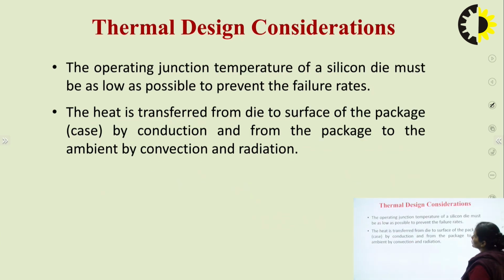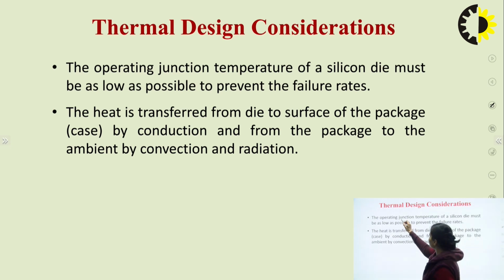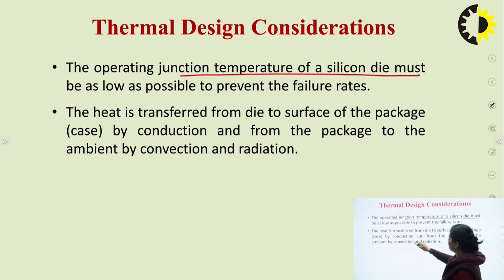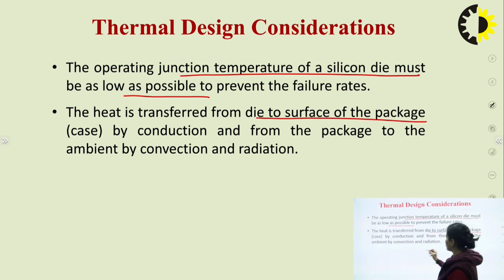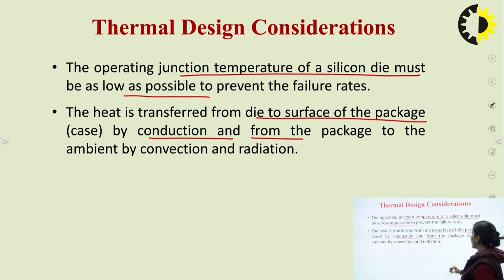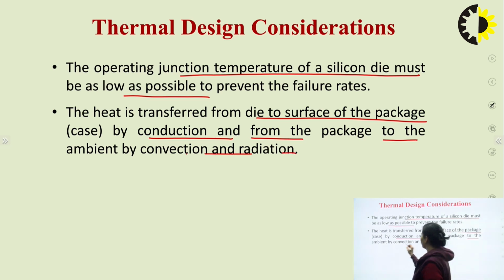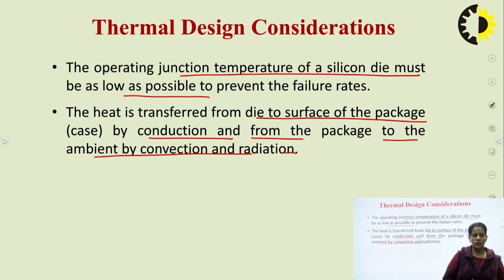When talking about the thermal design considerations, the operating junction temperature of a silicon die must be as low as possible to prevent the failure rates. So what we want to say over here is that the IC should not get heated up easily. The heat is transferred from the die to the surface of the package by conduction and from the package to the ambient by convection and radiation. So such types of packaging materials should be used so that the heat can be dissipated properly.